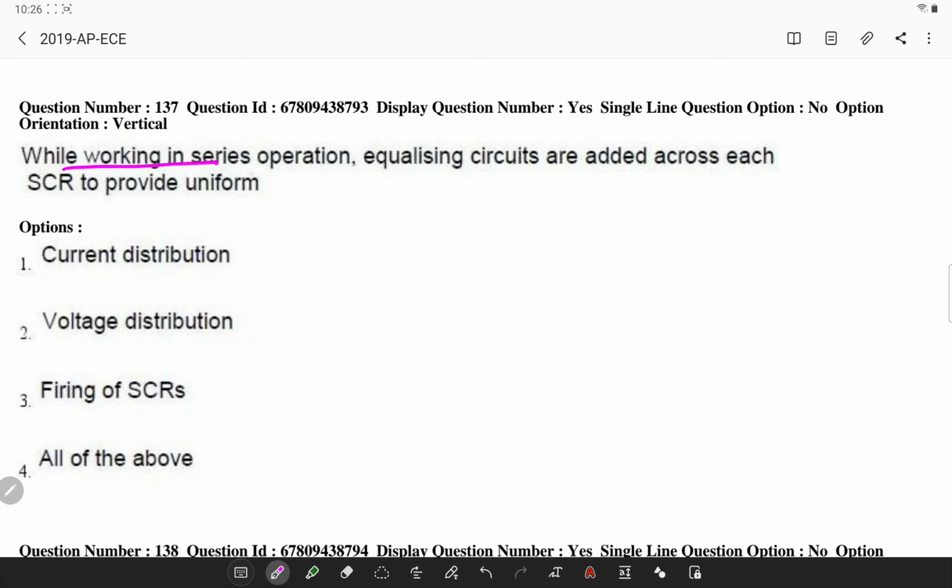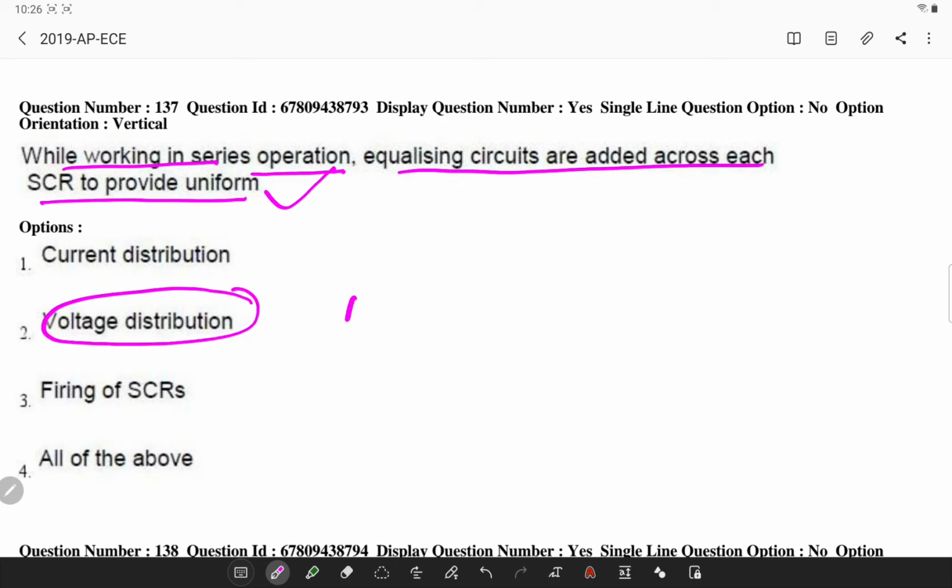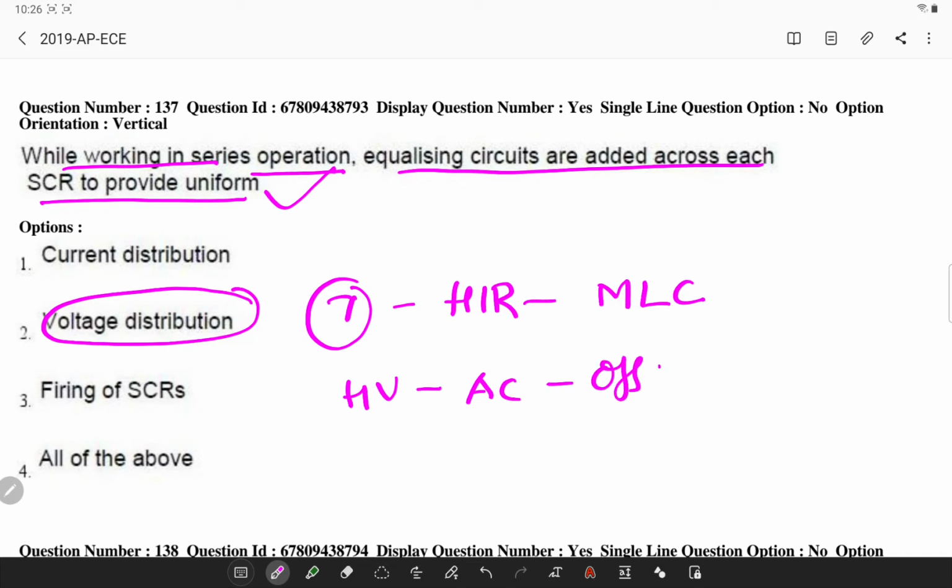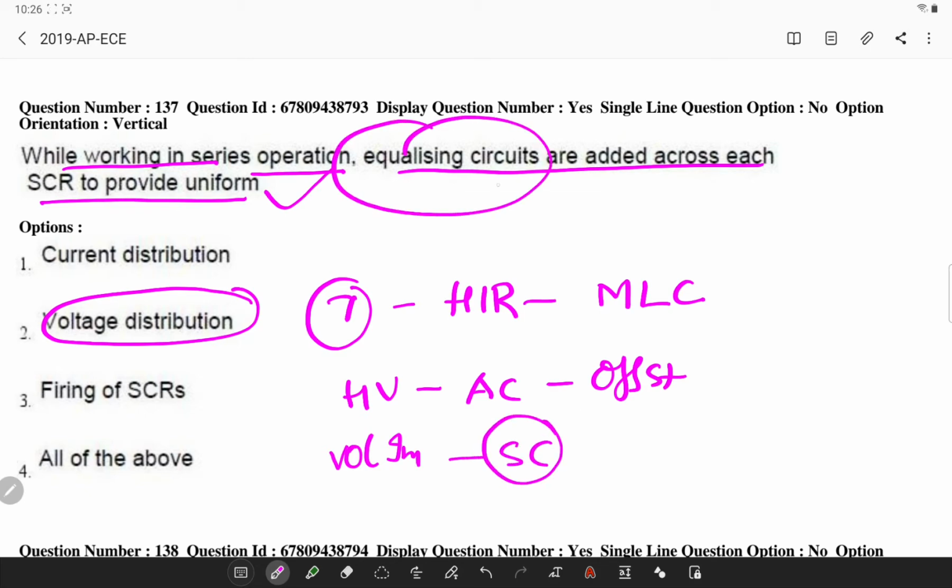Next, while working in a series operation, equalizing circuits are added across an SCR to provide uniform voltage distribution. Basically, a thyristor with high internal resistance will have minimum leakage current. Hence, high voltage will appear across it only in the off state. So this creates a voltage imbalance in the series connection. Hence, you need the concept of equalizing circuits in series connection.